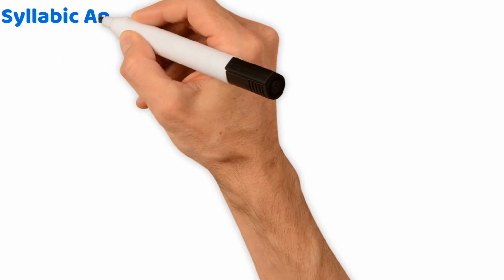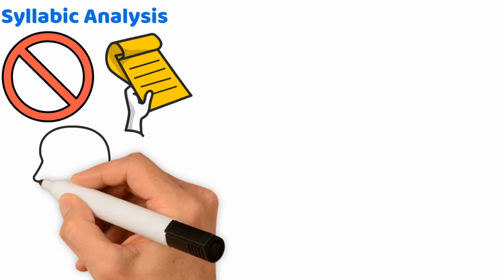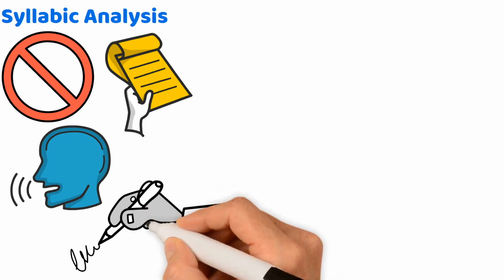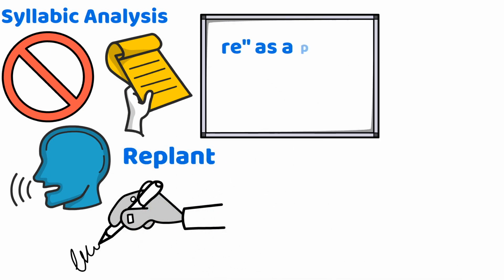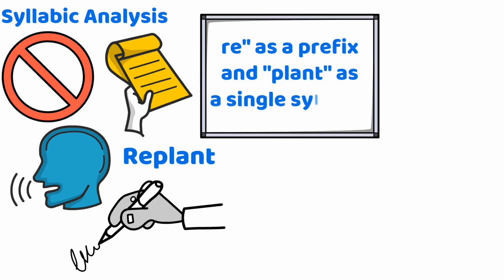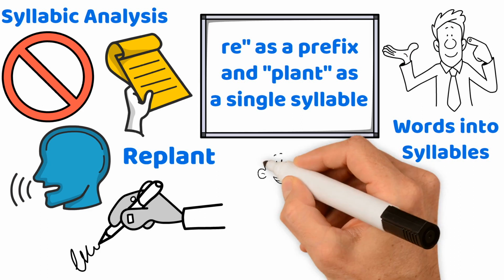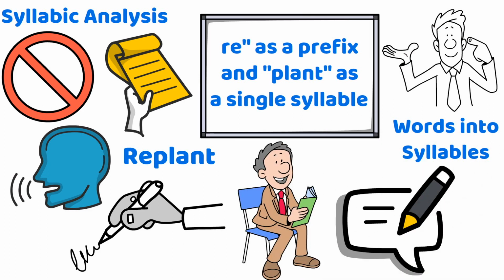Now, syllabic analysis. This isn't just clapping out syllables, it's about applying rules that help decode and spell words accurately, vital for written responses on your test. For example, with a word like replant, identify re as a prefix and plant as a single syllable unit following it. Knowing where to split words into syllables helps in both reading them correctly and spelling them in your written answers.